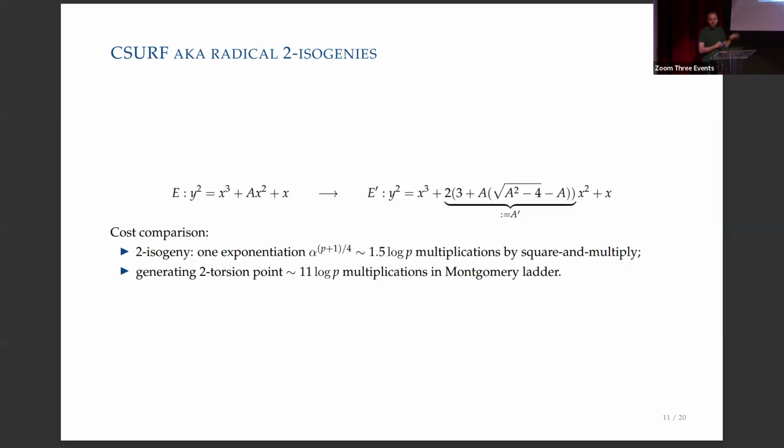Why? Because sampling a torsion point requires roughly 11 log p multiplications on the Montgomery ladder, whereas the dominating cost in this computation is a square root or a radical, which you can do over a finite field by simply doing one full exponentiation. And if you use square and multiply, this is only roughly 1.5 log p multiplications, so it's a lot faster.